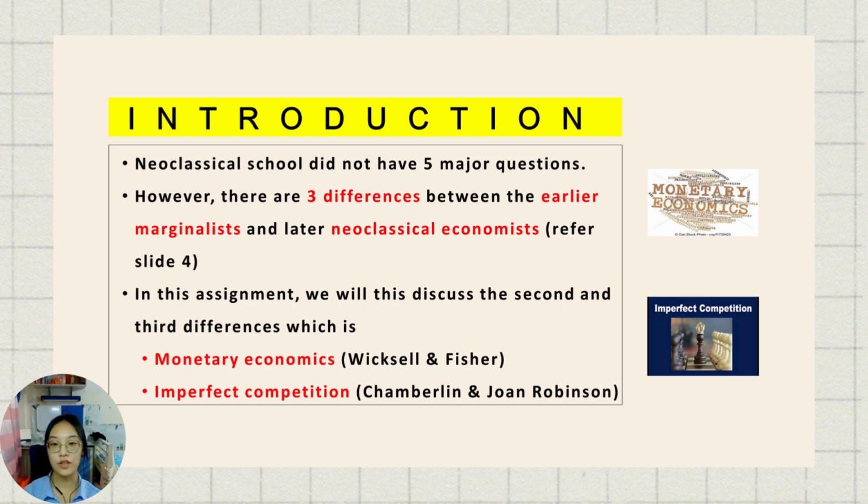And now let's start with the introduction. The neoclassical school did not have 5 major questions. However, there are differences between the earlier marginalist and later neoclassical economists, such as value theory, monetary economics, and the imperfect competition that Kat refers to.